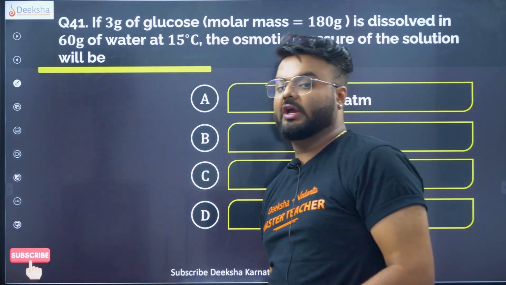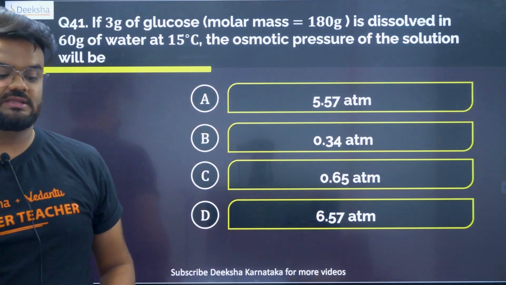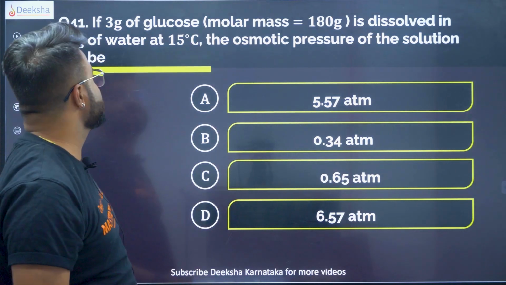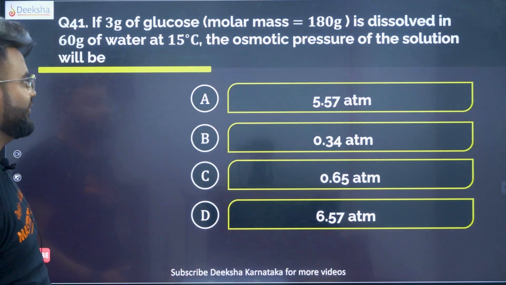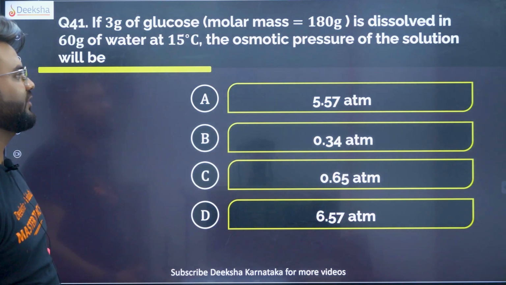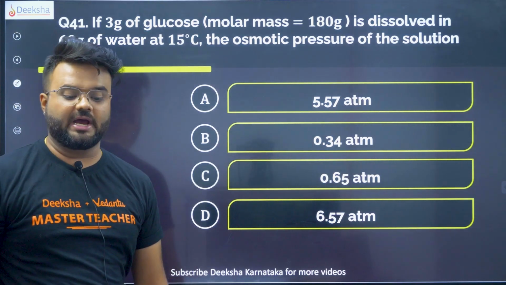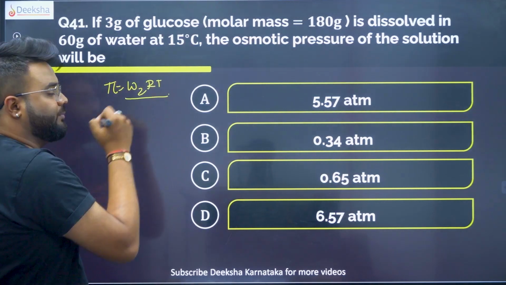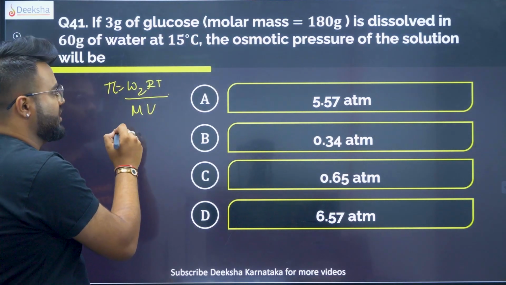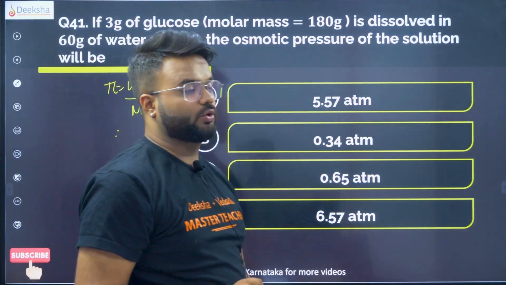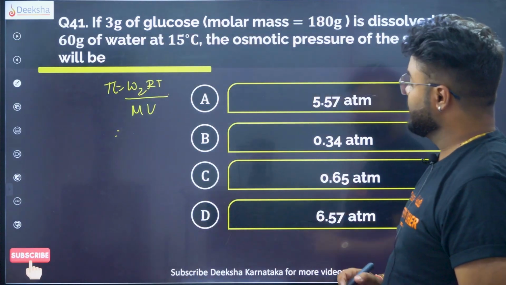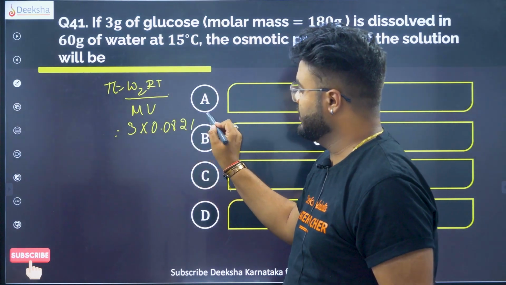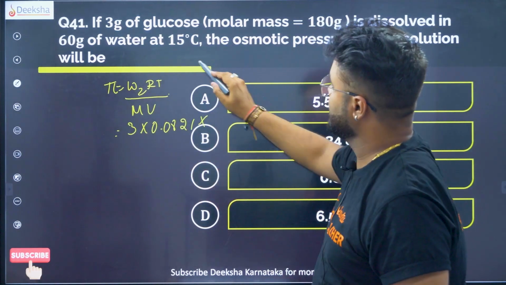Now coming back to: if 3 grams of glucose, molar mass 180 gram, is dissolved in 60 grams of water at 15 degrees Celsius, then the osmotic pressure of the solution will be dash. Now guys, everyone knows the osmotic pressure formula, that is W2RT divided by mV. Here W2 is 3 grams, so 3 into 0.0821 into the temperature, which is 15 degrees Celsius.